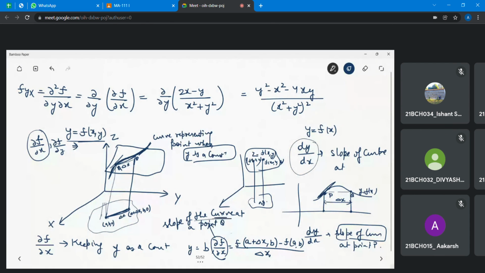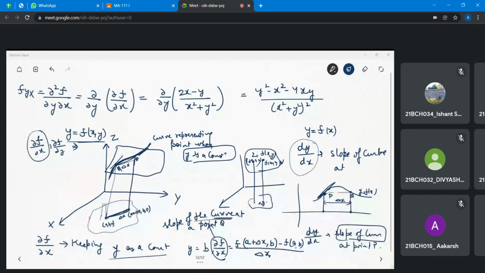And what is this curve? This curve is one representing all the points where y is constant, meaning a curve that cuts the surface. So that's how you can understand. This is also representing the slope of the curve, and here also the slope of the curve, a curve where all the y values are constant. Any question or doubt?